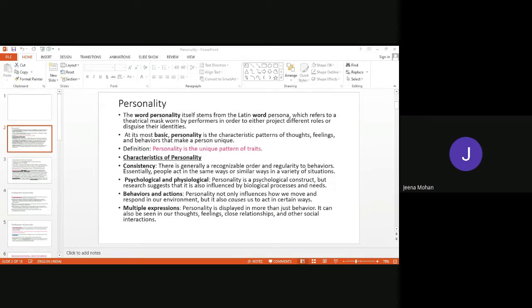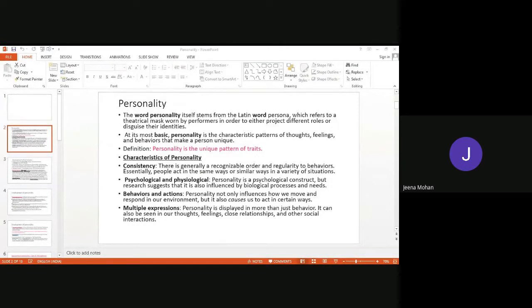When we talk about the observation method, the clinician is mainly noting the behavior, then analyzing the behavior, then interpreting the behavior, and finally coming to a conclusion. So the main steps in the observational method are: the clinician is noting the behavior, analyzing the behavior, interpreting the behavior, and finally coming to a conclusion.